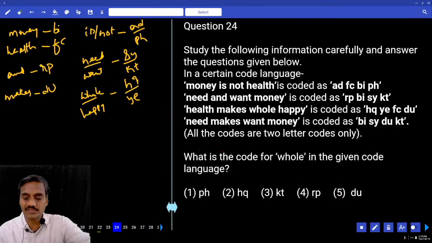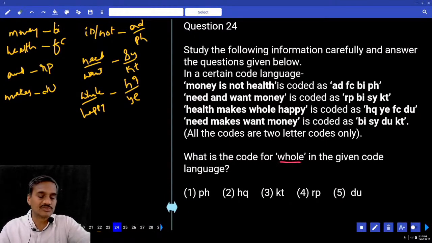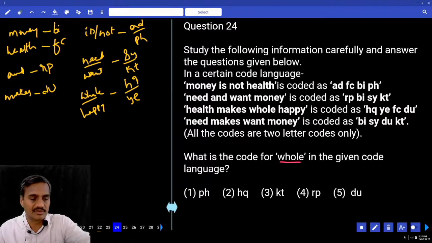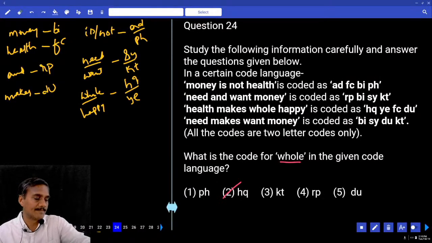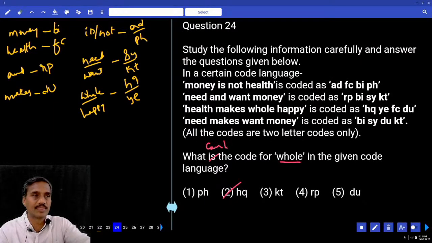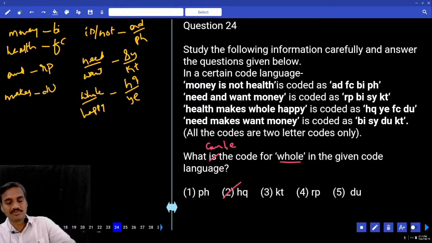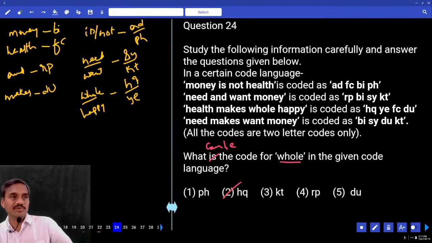Then 24, what is the code to the word whole? Yes, what is the code here? HQ and YE. And again, whole is either HQ or YE. So what is the choice given here? Choice 2. In choice 2, what can be the code? HQ. Isn't it? Now definitely we cannot say. Maybe HQ or maybe YE.